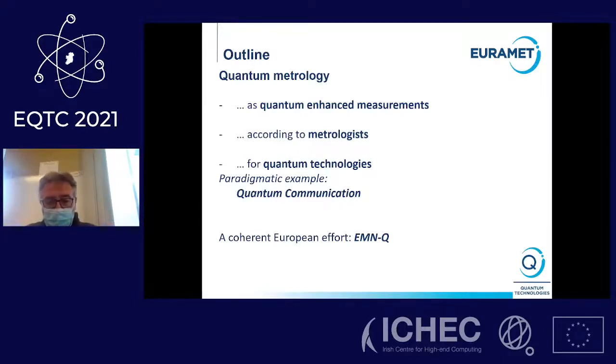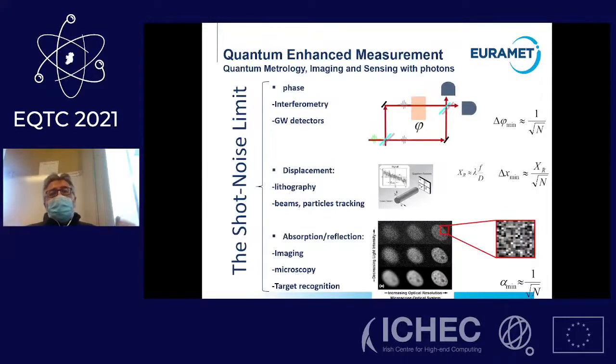Okay, so for example, let's start with quantum metrology as quantum enhanced measurement. Essentially, if we are speaking about photons, it is well known that the precision of the measurement is limited by the shot noise limit. It is 1 over the square root of N, with N the number of photons. It affects all optical measurements, ranging from interferometry to lithography to imaging and so on and so forth.